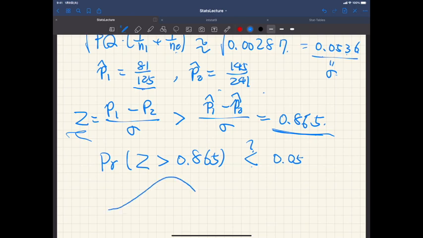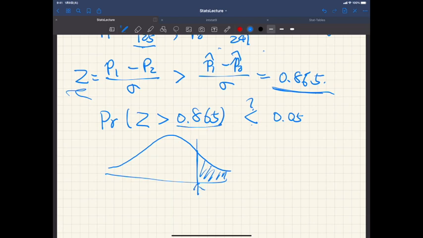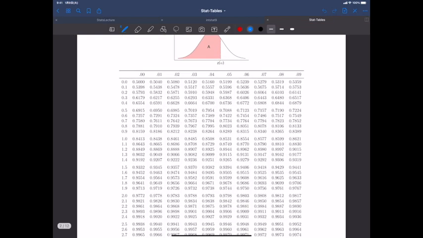If you look at the normal distribution, we look at this area. If this area is less than 0.05, then we reject the hypothesis in favor of drug X. That will prove that the drug is effective. So is this really so? Less than 0.05? Let's look at the table of the normal distribution.